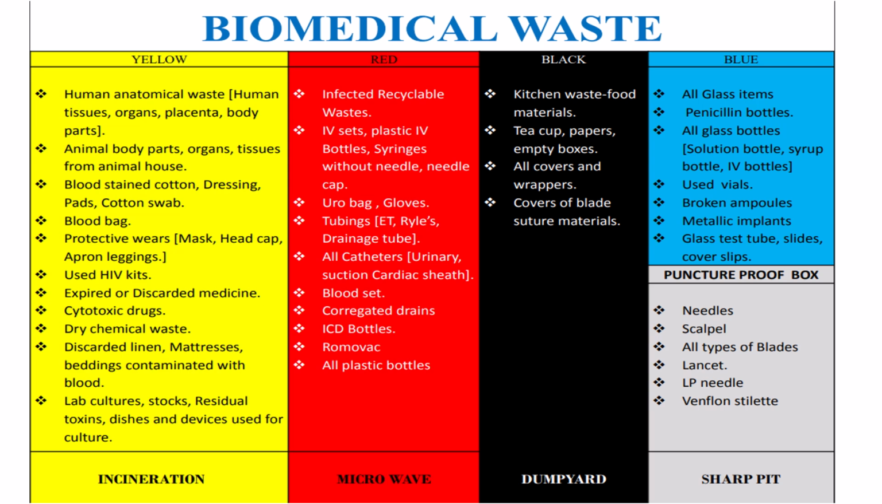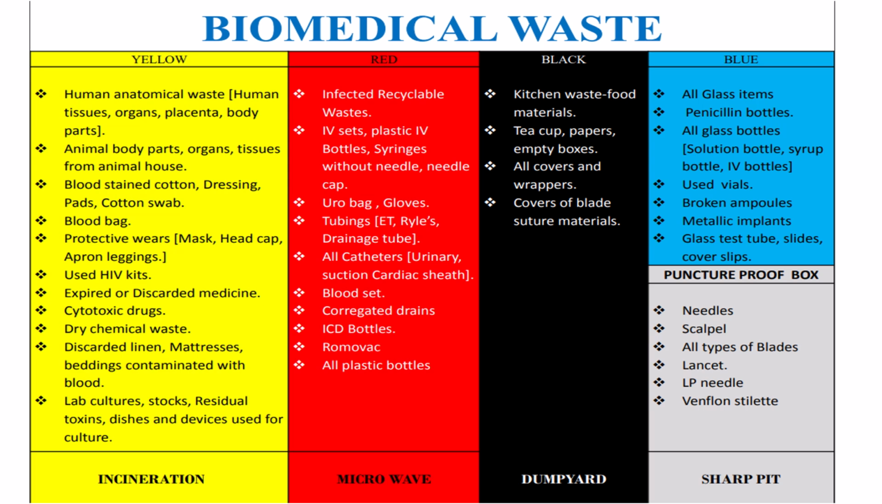So these are the segregation of biomedical waste. So yellow, red, black, blue. We had already seen which things are added in the yellow, which things are added in the red, which are black and the blue, and the puncture proof box. So yellow, we had already seen human anatomical waste and animal anatomical waste. They are kept in the yellow.